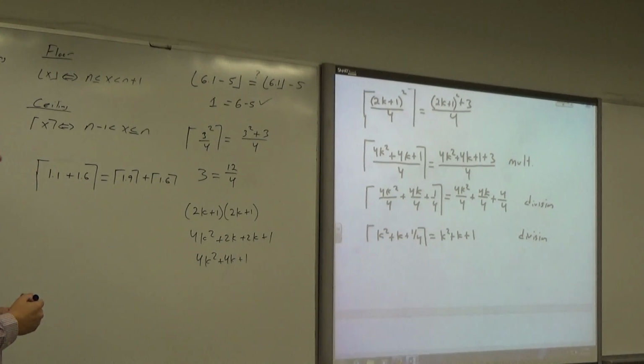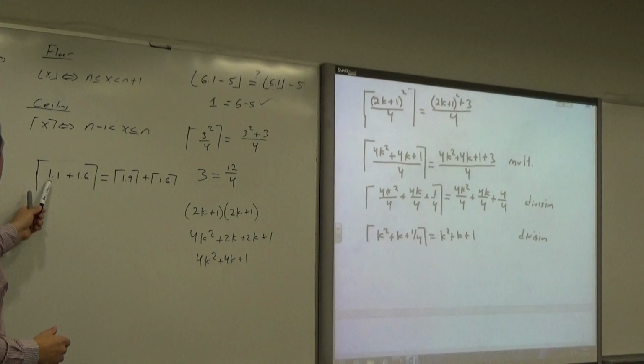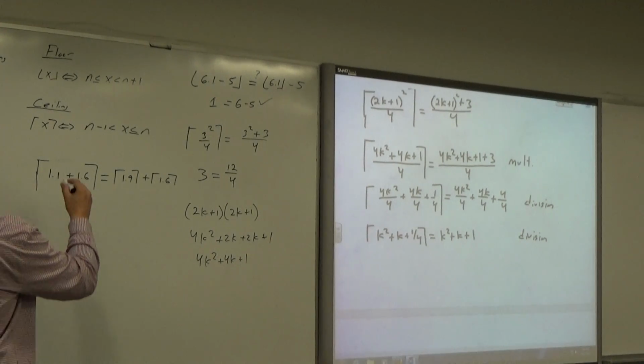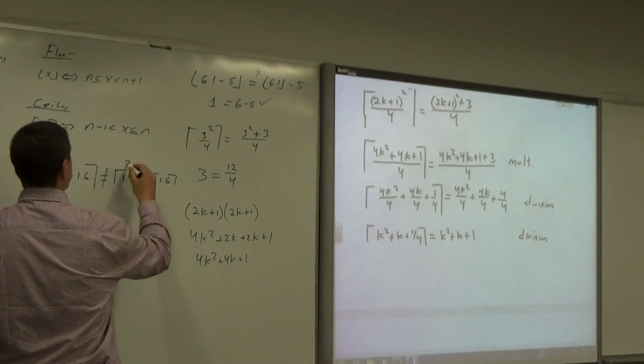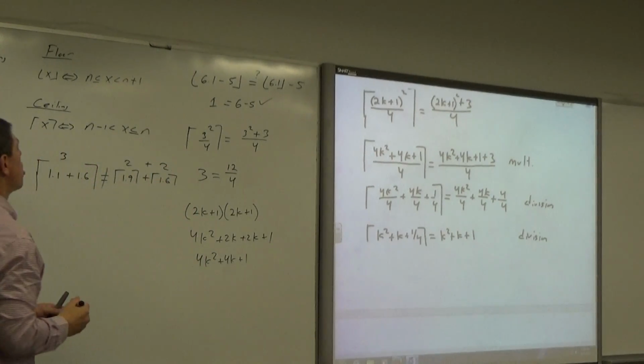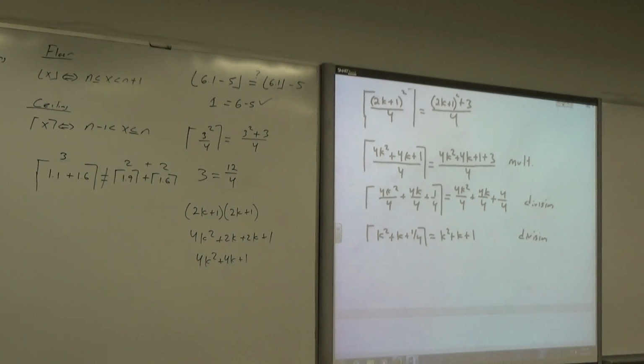But wouldn't this become 3.5? The ceiling would be 4. The ceiling of this is 2, the ceiling of this is 2, so that is 4, and 3 obviously doesn't equal 4. So unfortunately, it's not a linear process, meaning you can't distribute that. So good try, but unfortunately not.